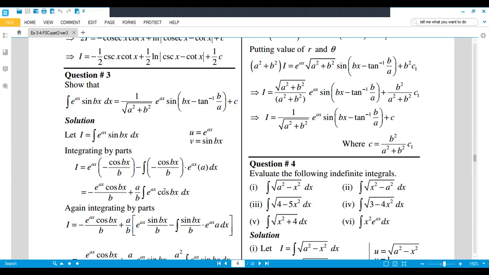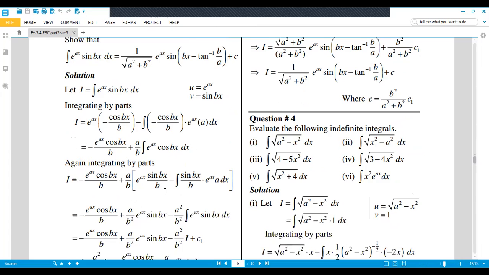Now for this value again we apply integration by parts. The first value we copy as it is, a over b multiplied by the whole bracket, e power ax as it is, integral of cos bx is sine bx over b, minus whole integral of sin bx over b, and derivative of e power ax is e power ax into a. Now it will be a over b. So a over b will multiply inside, so a over b square e power ax sin bx minus a square over b square integral of e power ax sin bx.